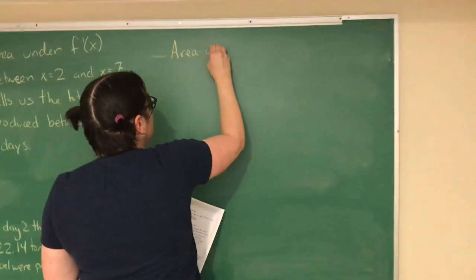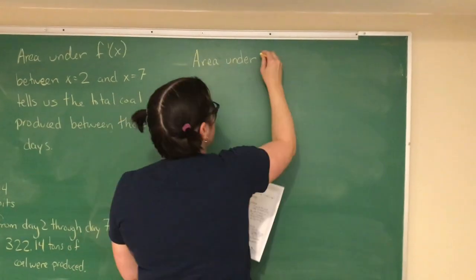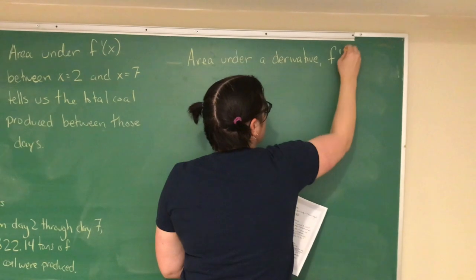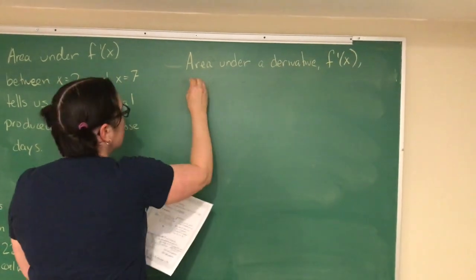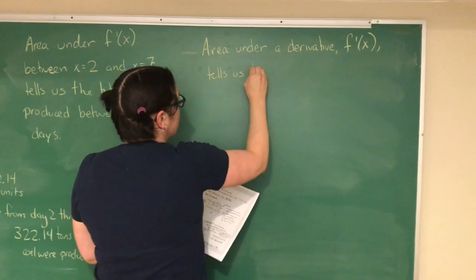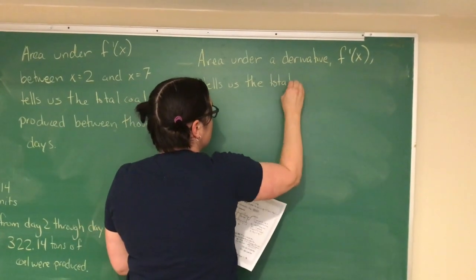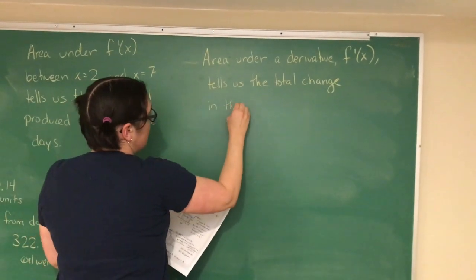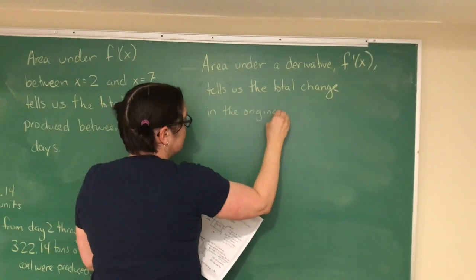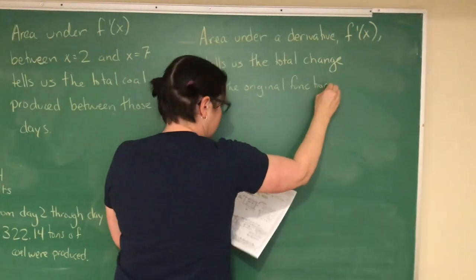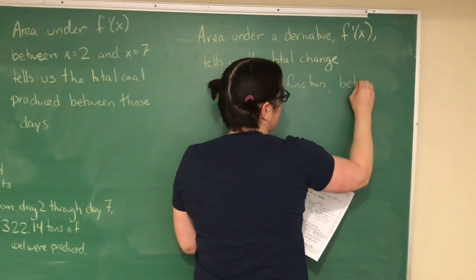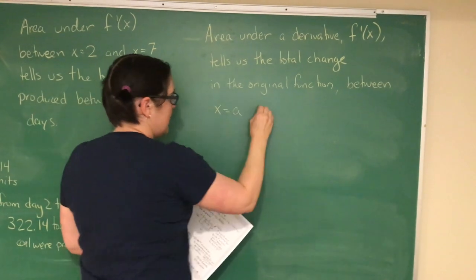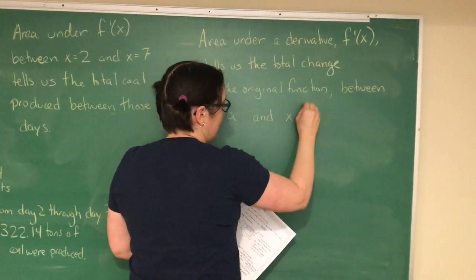In general, the area under a derivative, where that derivative is called f prime of x, tells us the total change in the original function between your starting x value, which I'll call x equals a, and your ending x value, which I'll say is x equals b.